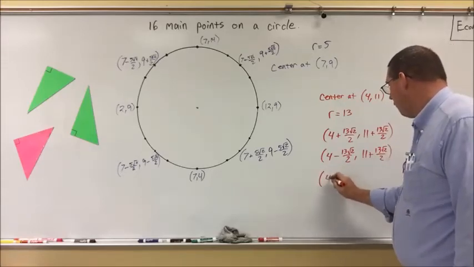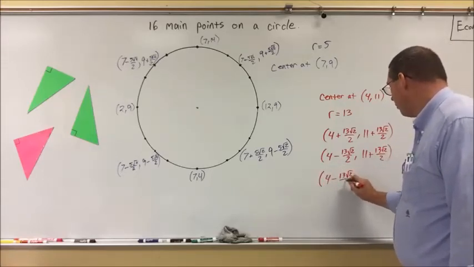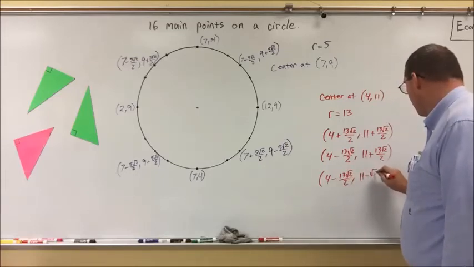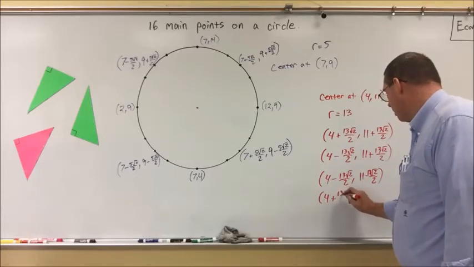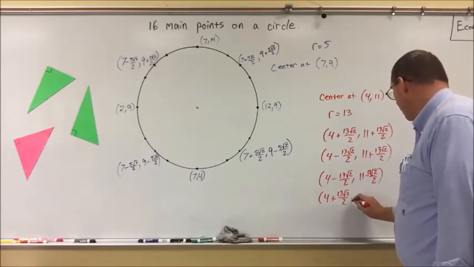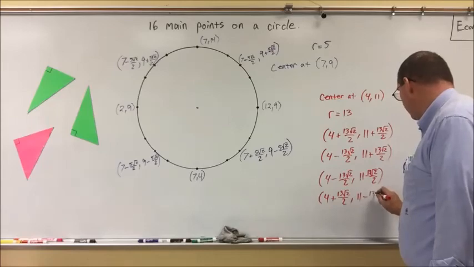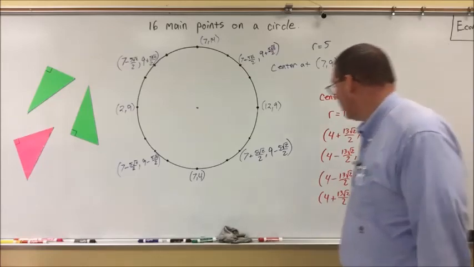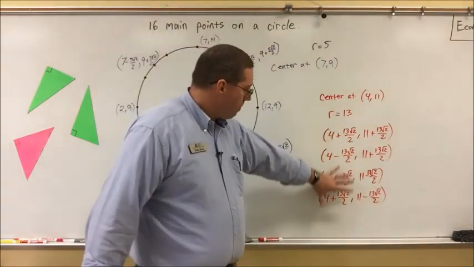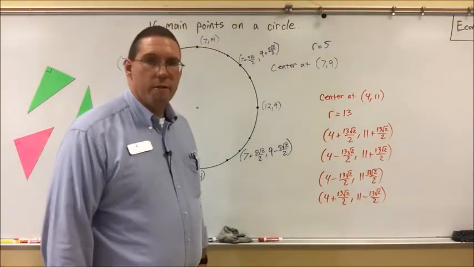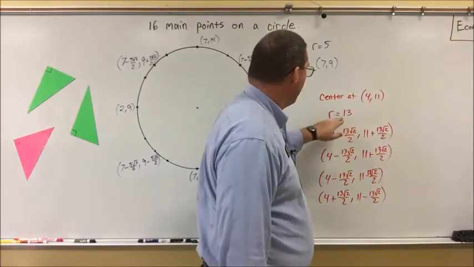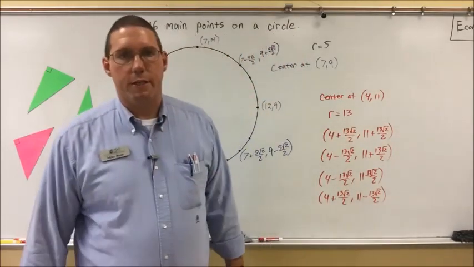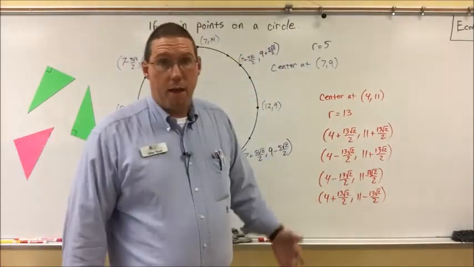The third coordinate would be 4 minus 13 square root of 2 over 2, and 11 minus 13 square root of 2 over 2. And the last one would be 4 plus 13 square root of 2 over 2, and 11 minus 13 square root of 2 over 2. Did you see how fast I did that? These are the 4 coordinates of the middle diagonal points on the circle that has a center at 4, 11 and has a radius of 13. Okay? I hope that little exercise right there helped a little bit.